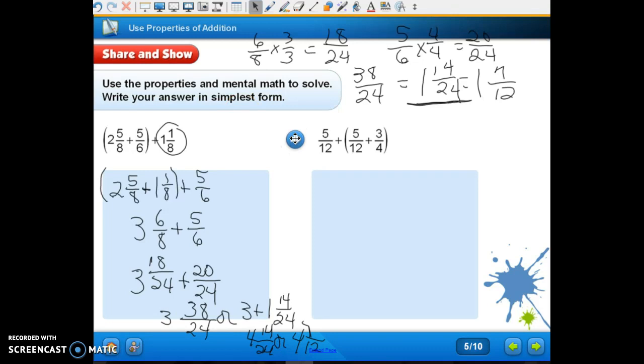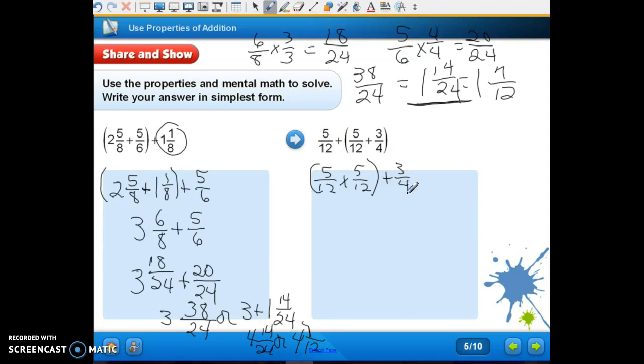Okay, this is number 2. I want you to try and do number 2 on your own, please. Okay, this one we're going to have to use our associative property and move those parentheses so that we get our 12ths together, and leave our 3/4 out here to deal with for later.